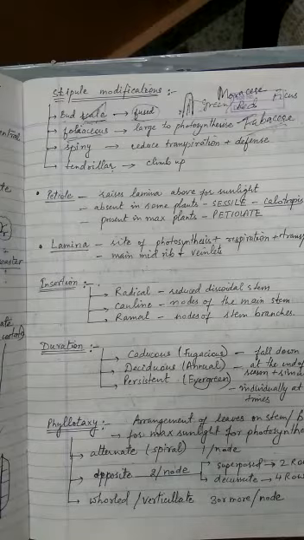An example is Smilax. So this is how stipules generally tend to modify into various forms to help in the survival of the plant in a better manner.